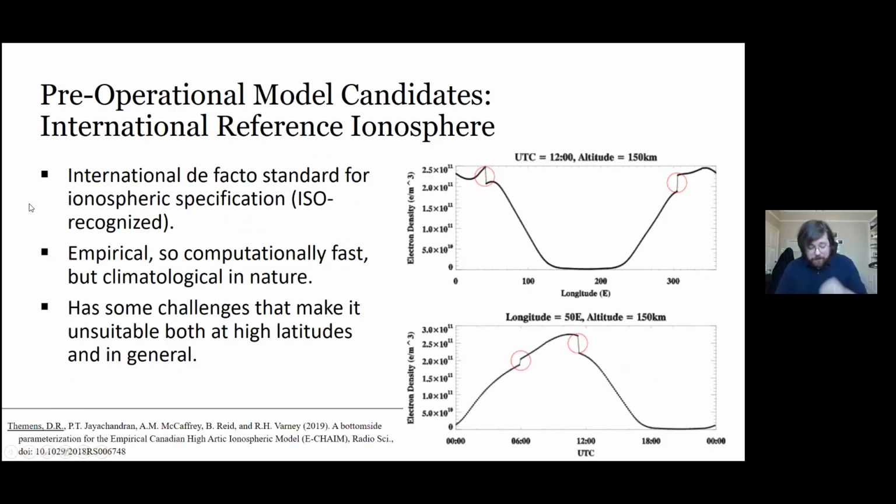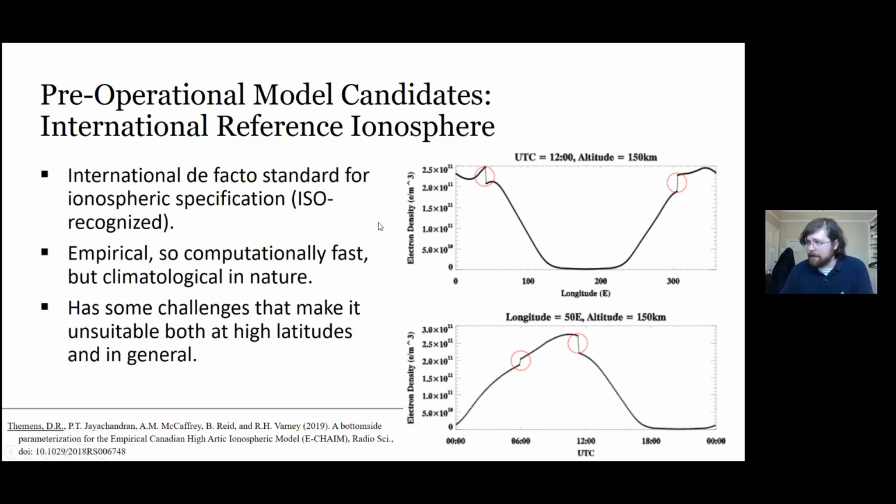So the first candidate that you might consider when wanting to do this type of work, and this is usually the place everyone starts from, is the International Reference Ionosphere. It's an empirical climatological model. It's recognized by the International Standards Organization. It's just your de facto choice. However, it has a number of challenges that make it both unsuitable for high latitudes and in general for this type of application.